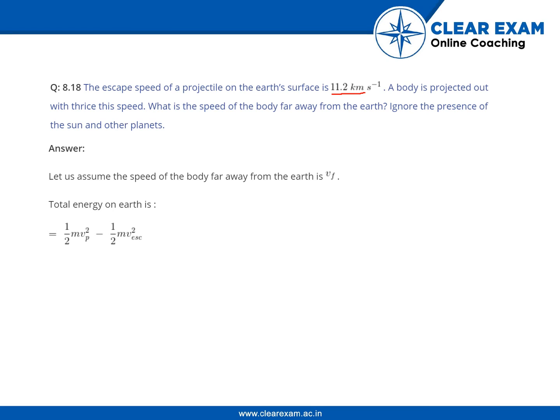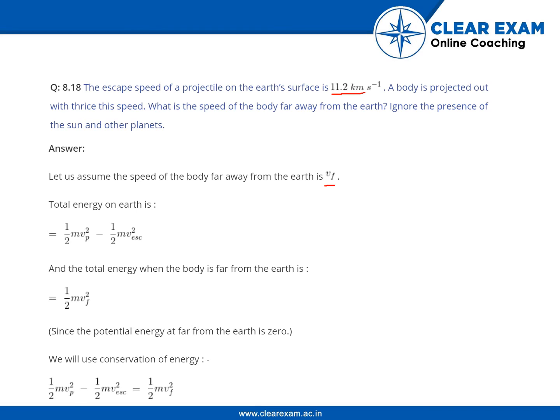Let us assume that the speed of the body far away from the Earth's surface is Vf. Then the total energy on Earth will be half m Vp square minus half m V escape square. The total energy of the body far from the Earth is half m Vf square, since the potential energy far from the Earth is 0. We use conservation of energy: half m Vp square minus half m V escape square is equal to half m Vf square.